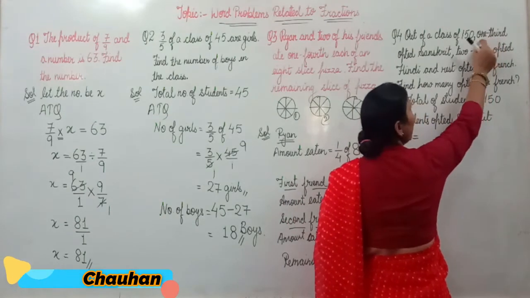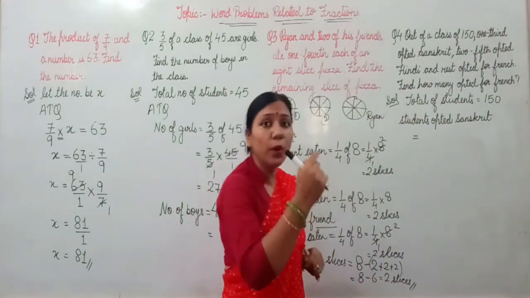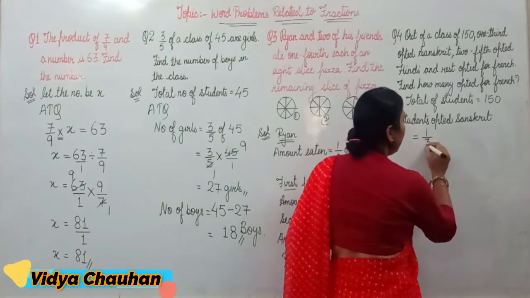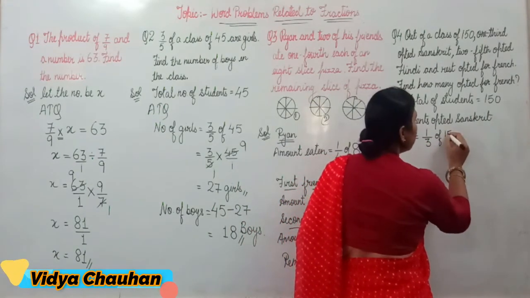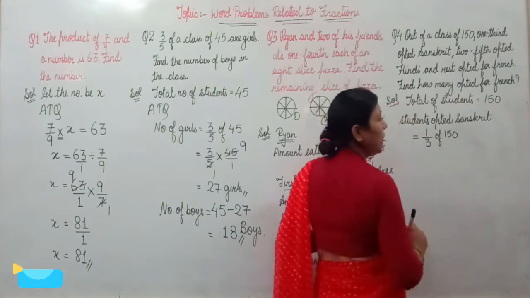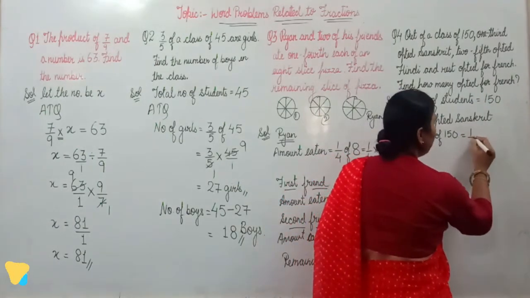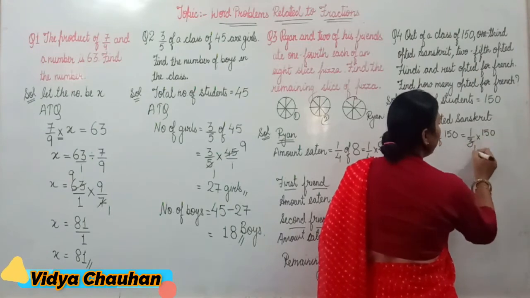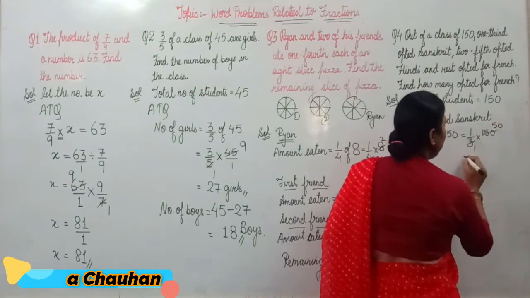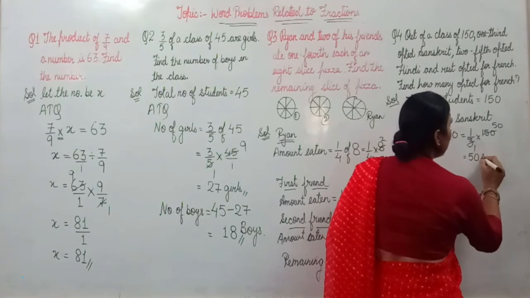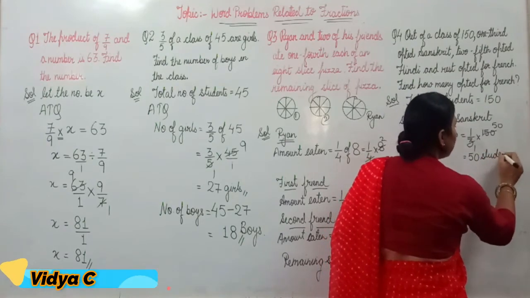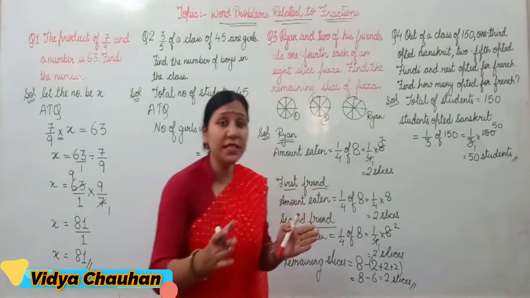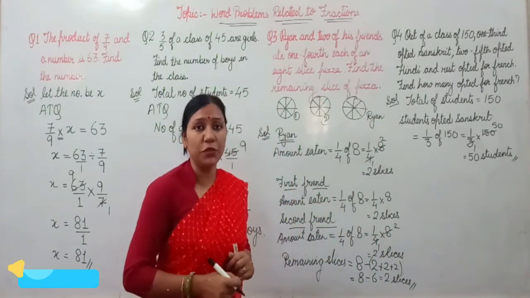How many of them have chosen Sanskrit as their subject? 1/3. So it is 1/3 of the total strength, that means 150. Let us solve this here. 1/3 multiplied by 150. 3 one time and 50. It means a total of 50 students have opted for Sanskrit as their subject.